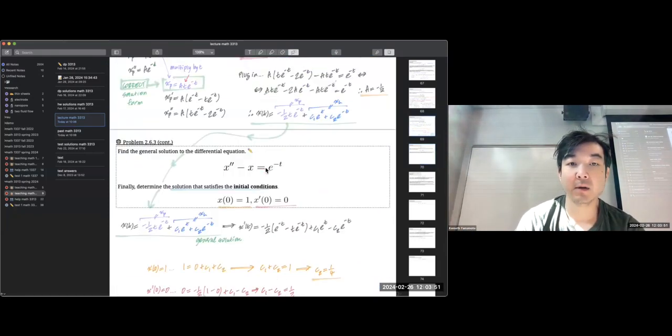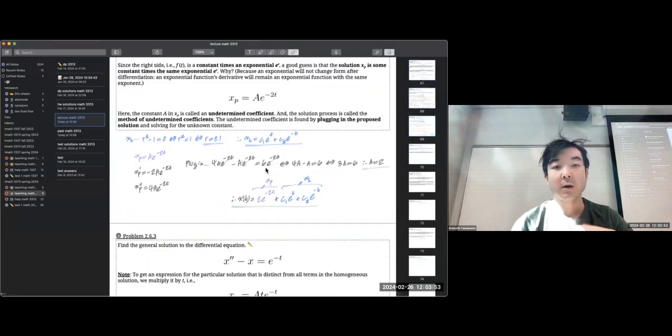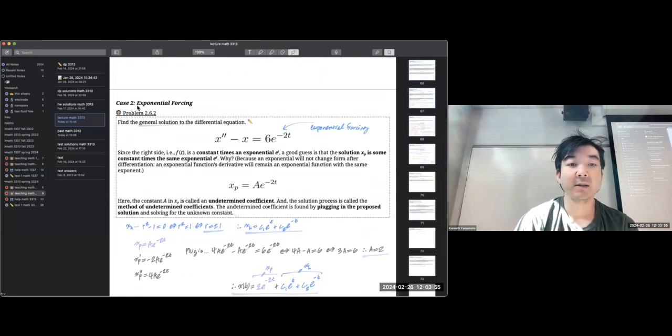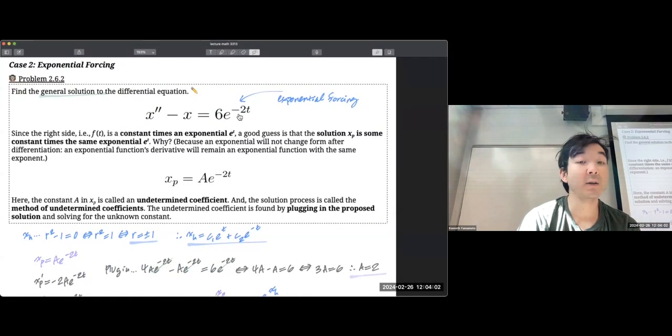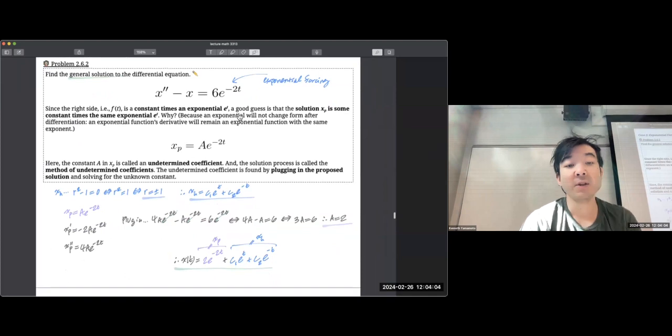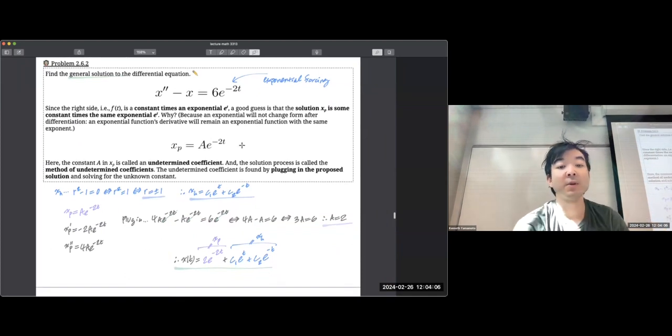Last time we were looking at this case, exponential forcing. If you have a second order equation with an exponential function on the right-hand side, your initial particular solution form should be the same as what you've been doing for first order equations. So in this case, it's going to be a e to the negative 2t.